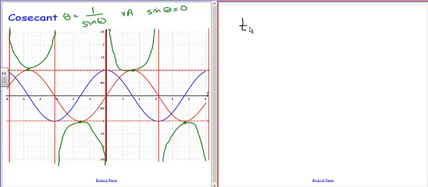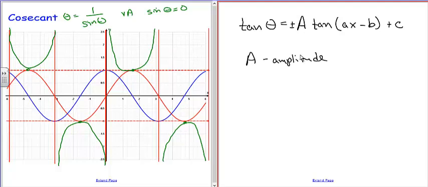It's very similar to what you had for sine and cosine. You're going to have some kind of amplitude A times the tangent of, say, small a, x minus b, plus c, and this is plus or minus. So A is the amplitude, which doesn't quite have the same meaning as for sine and cosine, but I'm going to call it the amplitude. This plus or minus here is going to be the x-axis reflection.